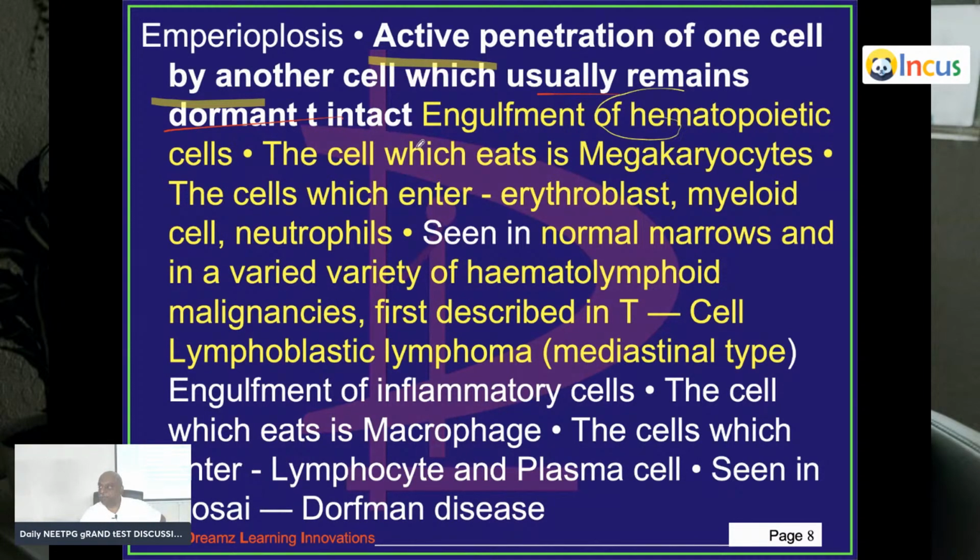So it is the engulfment of hematopoietic stem cells. Generally, the cell which eats is megakaryocyte, which enters is erythroblast, myelocyte or neutrophil. One cell will eat another cell.